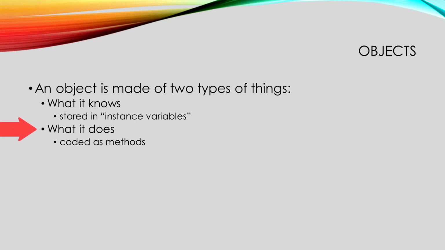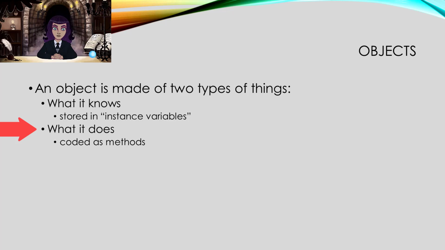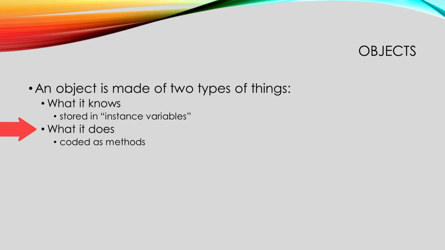When we are thinking about objects, the second thing we think about are what things those objects need to be able to do. Students need to be able to calculate their GPA. Aliens need to be able to shoot their weapons. And bank accounts need to accrue interest. And we code those actions in methods.